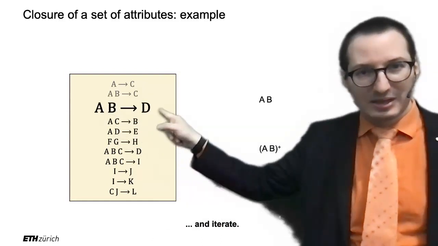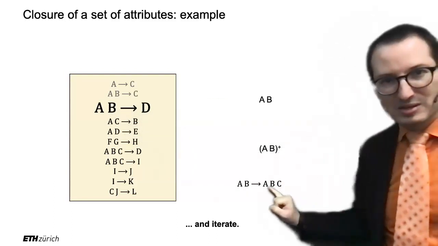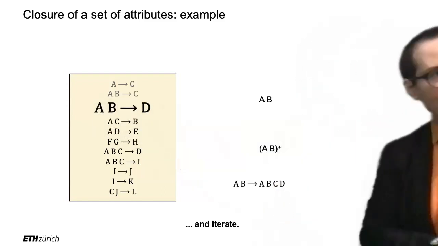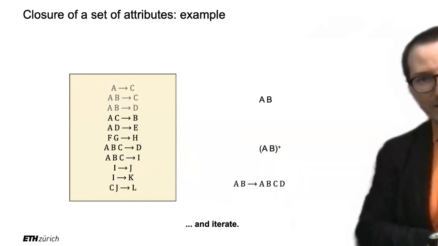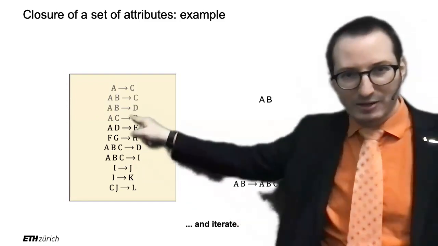The next one is AB. If I know A and B, then I know D, right? So AB functionally determines D. What it tells me is I have A and B here. They're already here, so I can add D, all right? And I gray it out. Then this one I don't care because B I already have in here, so I can gray it out.